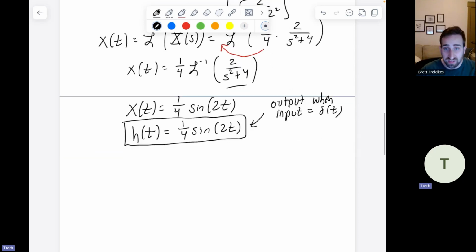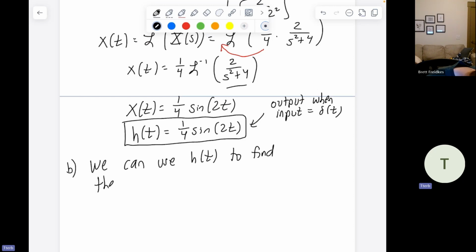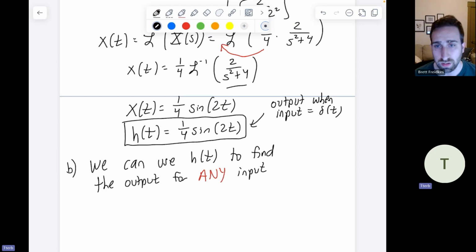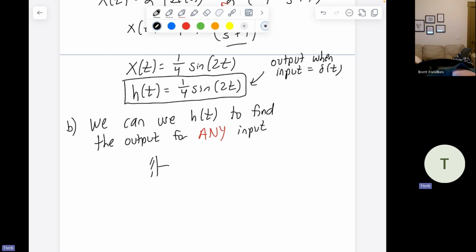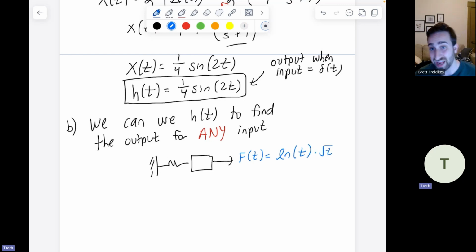The reason that the impulse response is so useful is that we can use h of t to find the output for any input. So if I had that same system and I apply a force that is the natural log of t times the square root of t or some random stuff like that, I don't know what that means. But we have some weird motor or something that's causing this thing to move back and forth in this weird way with the natural log and the square root of t in it. We can use the impulse response and that force to find the output.